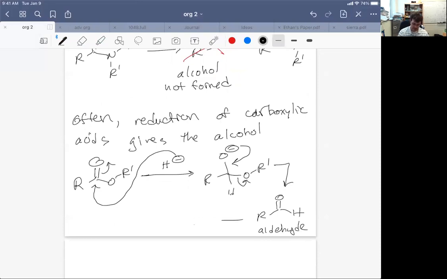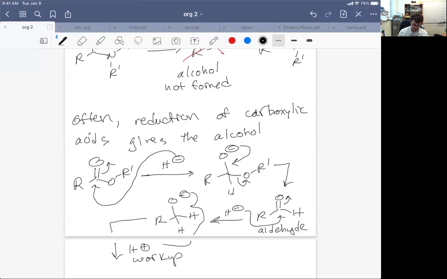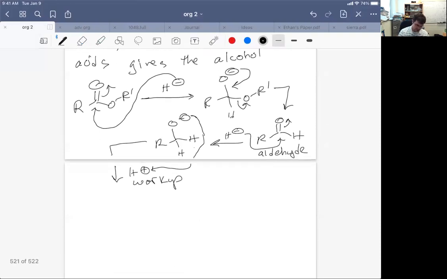And an aldehyde can react with an H- to form another tetrahedral intermediate, but this tetrahedral intermediate gets dealt with through an H+ workup, and this is just carbonyl reduction that we saw previously. Sorry for that hitch in that arrow. Negative charge grabs the H+, and we get our alcohol. Okay, so what happened here?